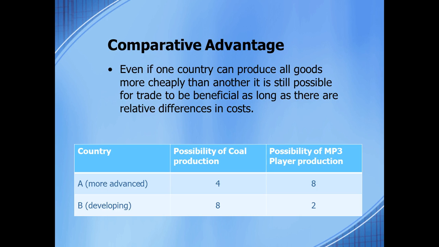And as we can see from this chart here between the two countries, we have country A, which is a more advanced country, and we have country B, which is more of a developing country. And we can see the number of items we can produce for 1 unit of resource. So we can see that country A, with 1 unit of resource, can produce 4 units of coal or possibly 8 of MP3s. And then we see the developing country can produce 8 units of coal or 2 units of MP3. And the reasons behind these numbers are seen in Porter's diamond, as we looked at in the last video.